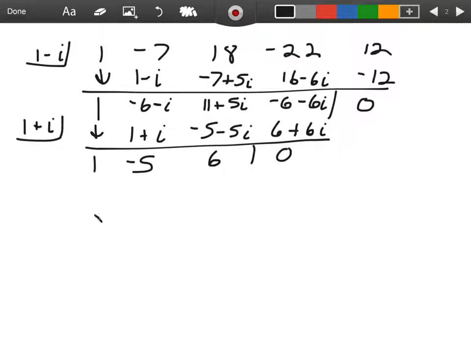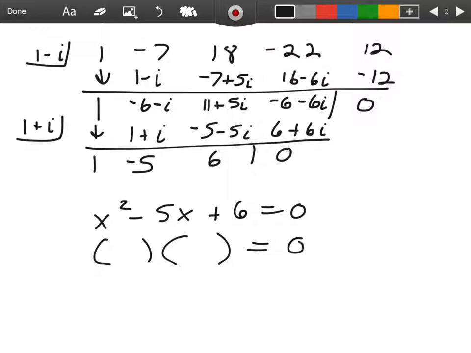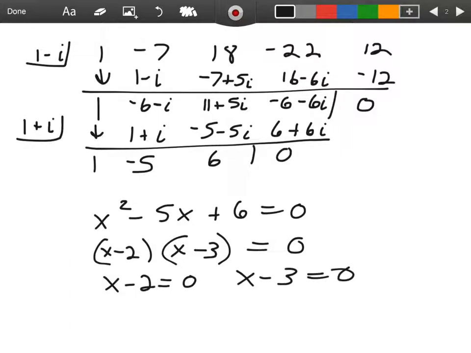So to finish the problem, we need to take what's left over, set it equal to 0, and solve. It factors: x minus 2, x minus 3. So we get 2 and 3 as the remaining zeros. Now, again, I gave you zeros for that problem.